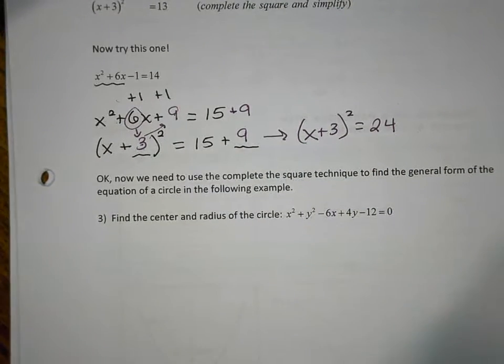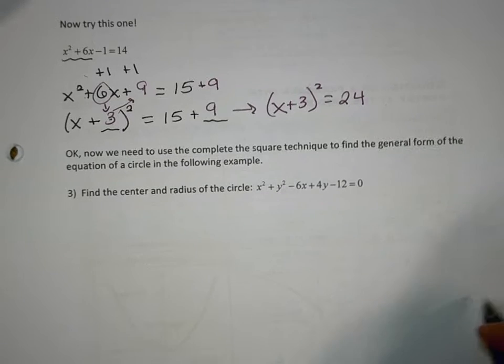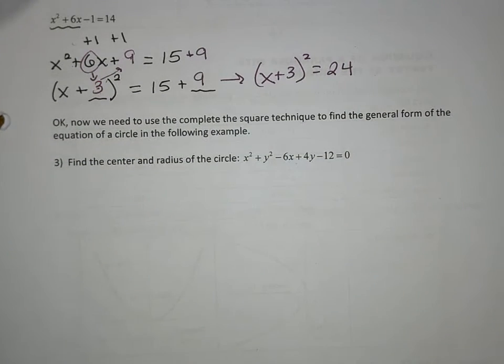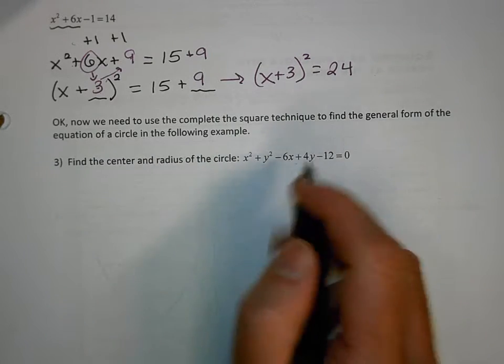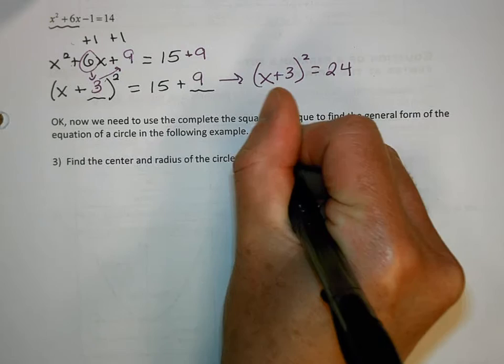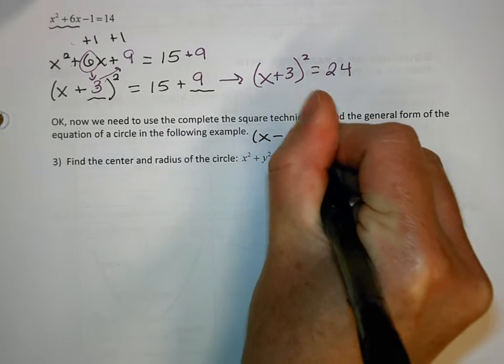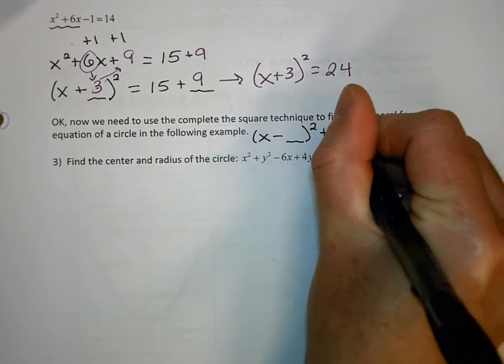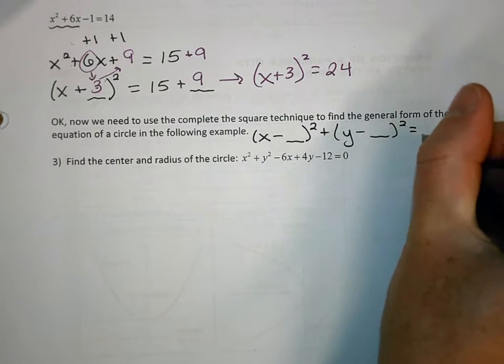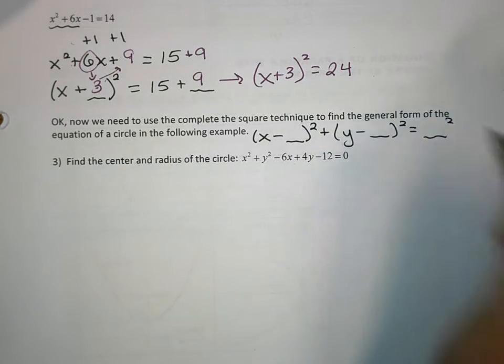Now, I know in stat we took time to solve those. We're not going to do that here, because if you look at the next equation, we just want to convert this equation so that it's in the format for a circle. So (x minus something) squared plus (y minus something) squared equals your radius squared.